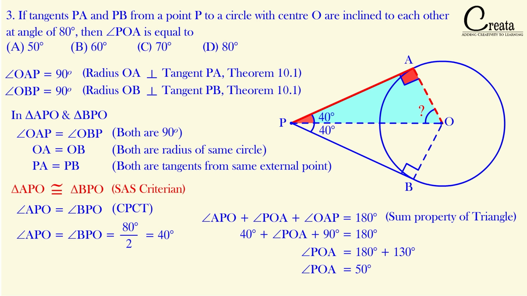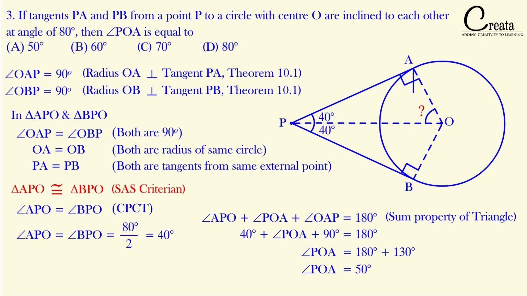Got it? One important thing that you should note is that these two triangles are congruent to each other, so these two angles are equal. This is a very important concept and it will be repeated many times in various questions. So be prepared. These two triangles are congruent to each other.